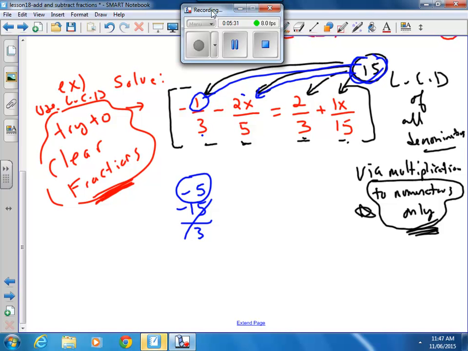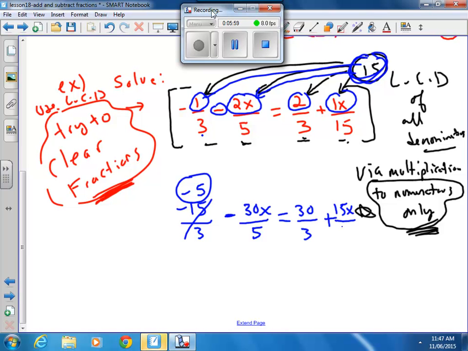Try again. 15 times 2x is, and we'll just hold this minus connector there, just write that. 15 times 2x is 30x, but it's on top of 5. So that's going to clean up. I'll even hold the cleaning for a moment. 15 times 2 is clearly 30, but that's on top of 3, so it's going to clean up. So notice you only multiply through to the numerator. 15 times x is 15x, but that's on top of 15.